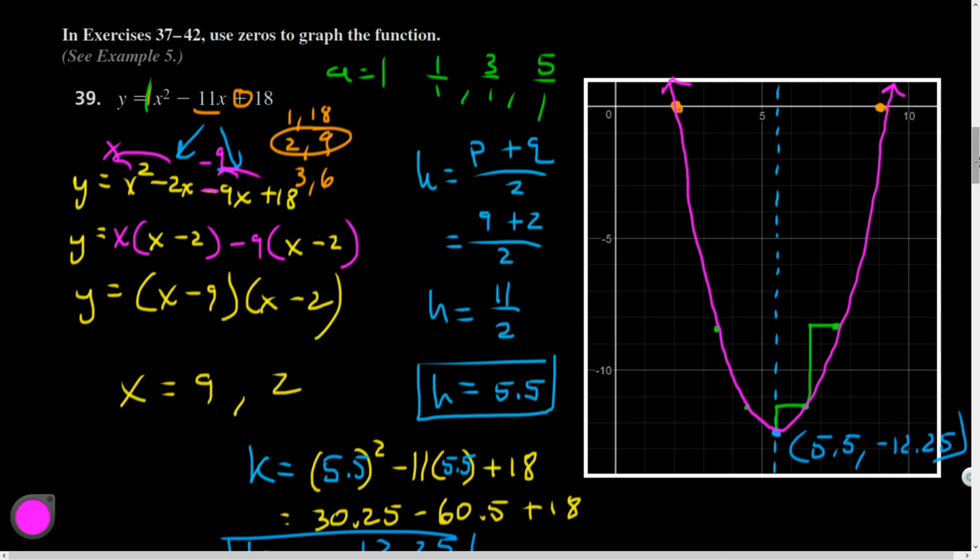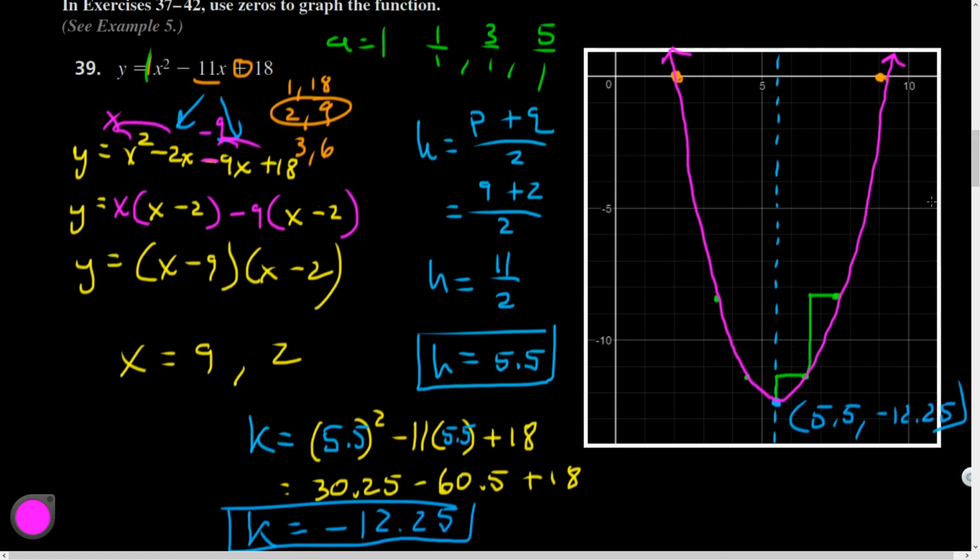All right, so that is a way you can graph using the zeros. They're pretty quick to find, right? It's related to factoring. And although in the future, like I said, there will be multiple ways that we can figure out how to do this.